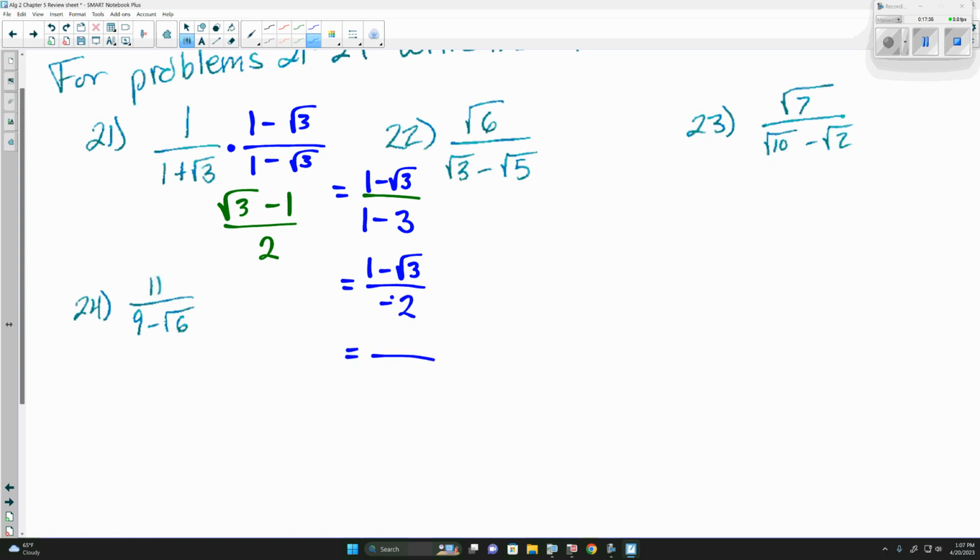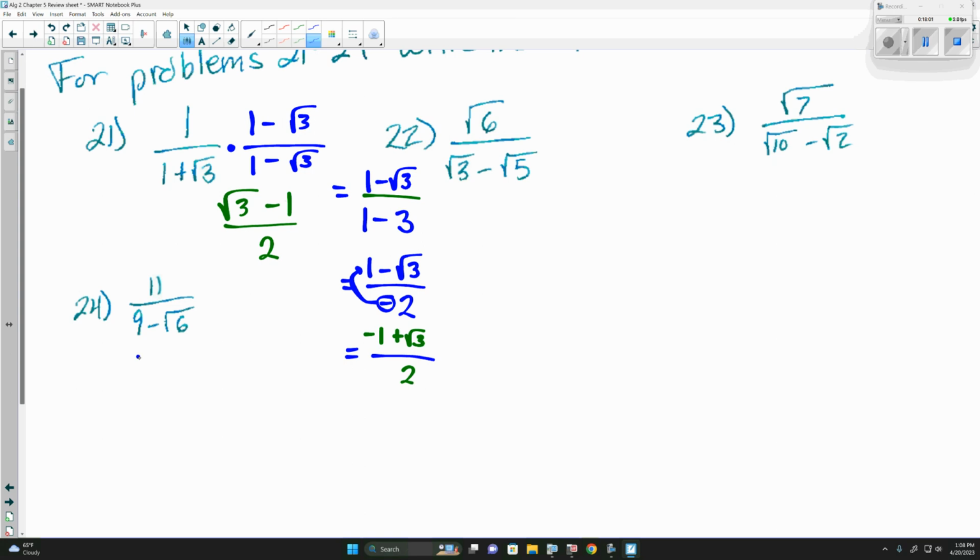Now I'm going to take this negative out of the denominator and multiply it across the top, which is going to make the 1 negative and the square root positive, and the answer we got just flipped them. That's as simplified as it gets.